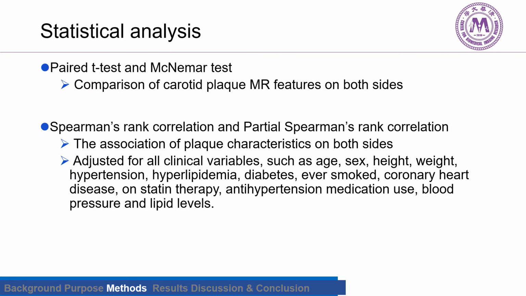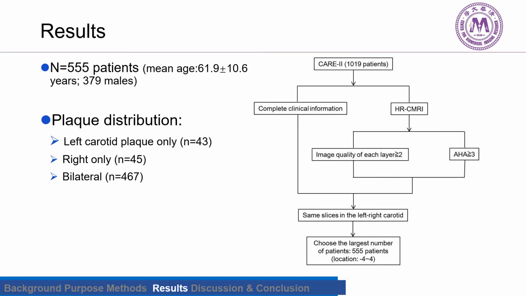A t-test or McNemar test was used to compare carotid plaque features on both sides in symptomatic patients. Spearman's rank correlation and partial Spearman's rank correlation were used to investigate the association between left and right carotid plaque features. Age, sex, and clinical risk factors were included as adjustments in the partial Spearman's rank correlation analysis. The figure shows the flowchart of recruitment of patients.